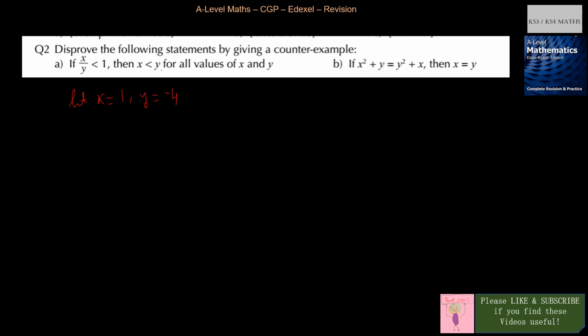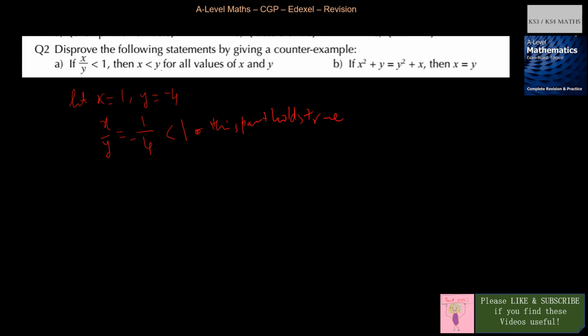Then when we do x over y, it is 1 over minus 4, and that is less than 1, so this part holds true.